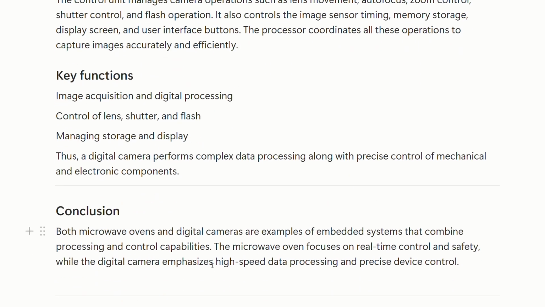So at last you can write the conclusion for both, in which both microwave ovens and digital cameras are examples of embedded systems that combine processing and control capabilities. The microwave oven focuses on real-time control and safety, while the digital camera emphasizes high-speed data processing and precise device control. So like this, they can ask questions in the VTU examination, so you have to prepare it well.